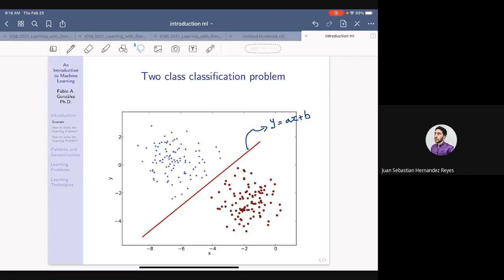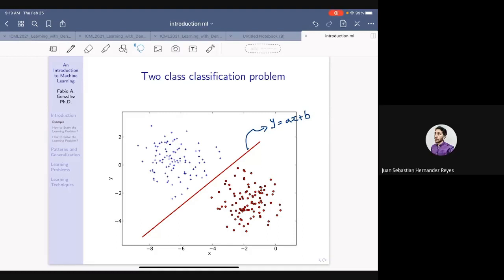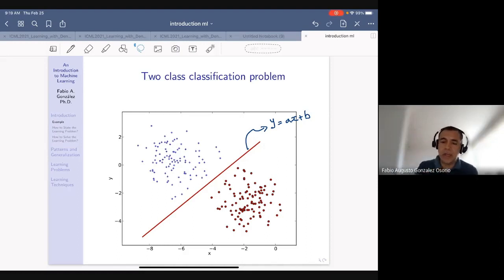So how is that done? How do you change the parameters? You start with random parameters. So how do you change those parameters? We have an error function that we want to minimize. Okay, so question, Juan Sebastián: the function that logistic regression is looking for is this one?